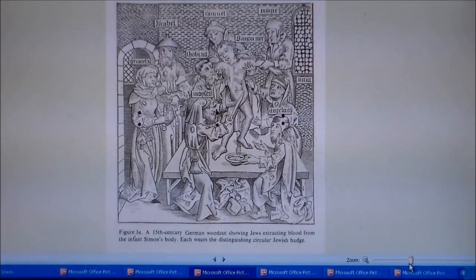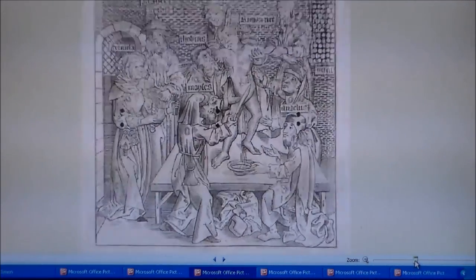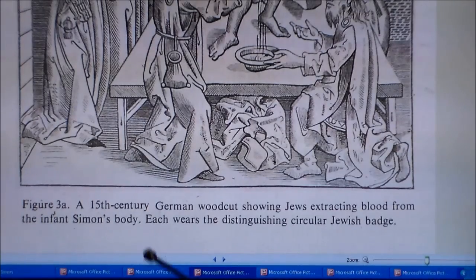Next, we're going to look at this picture. This is from a German woodcut, a 15th century German woodcut. Well, didn't all this happen in Italy? So how do we have a German woodcut? Okay, Volume 3, Encyclopedia Judaica, page 98. Look at it a little bit here. Now we're going to look at the caption down at the bottom of it. Right here, a 15th century German woodcut showing Jews extracting blood from the infant Simon's body. Each wears the distinguishing circular Jewish badge. The distinguishing circular Jewish badge.